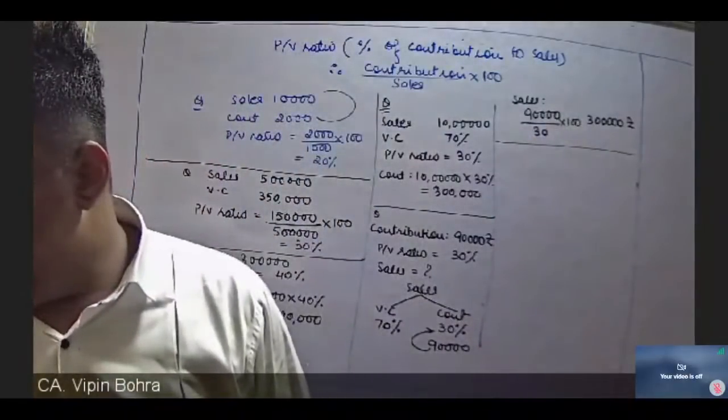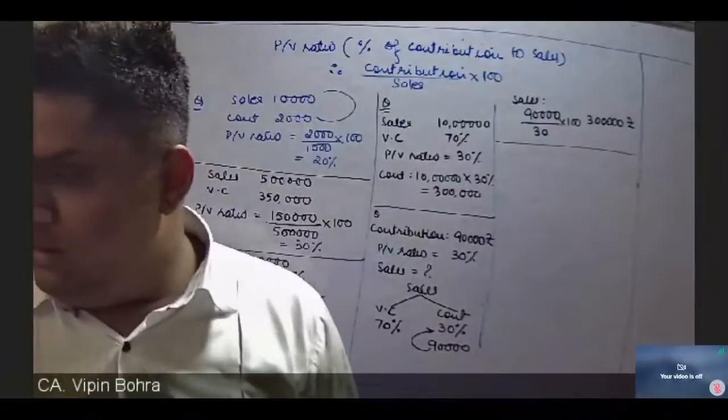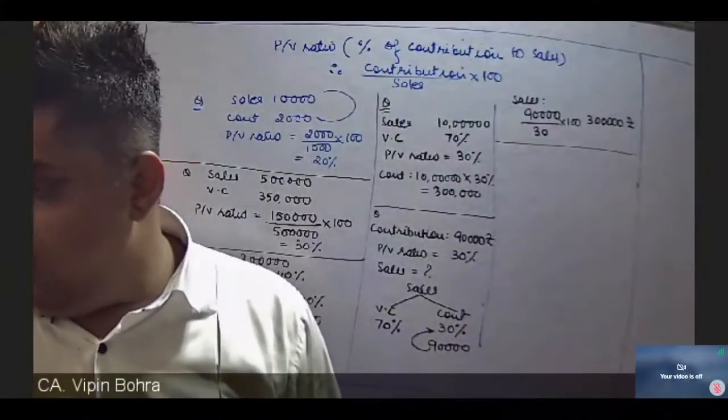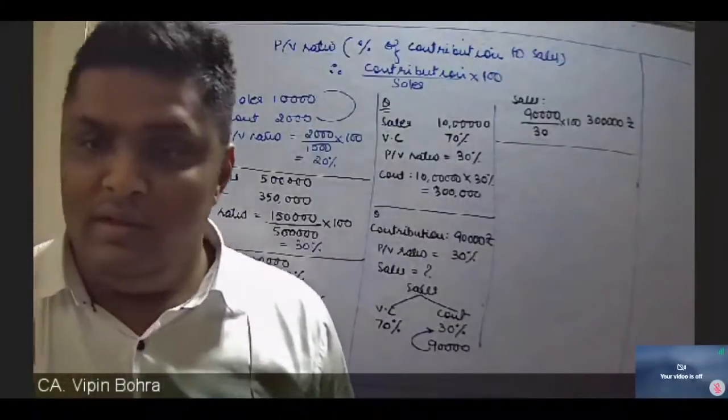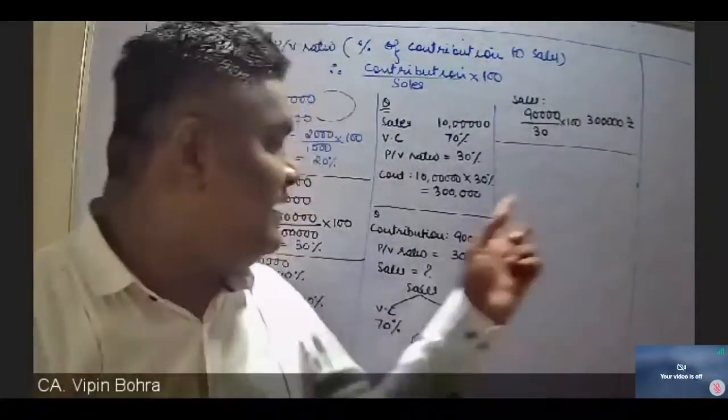Very good, guys. Tanya from Bangalore, the answer is not 30 lakhs, it's 3 lakhs. 3 lakh into 30%, that is 90,000.